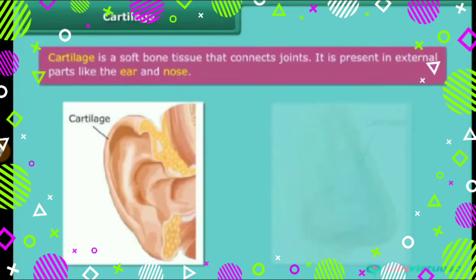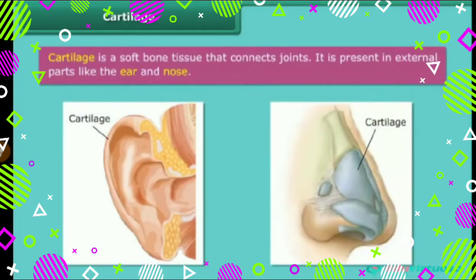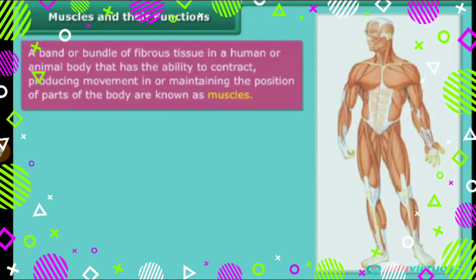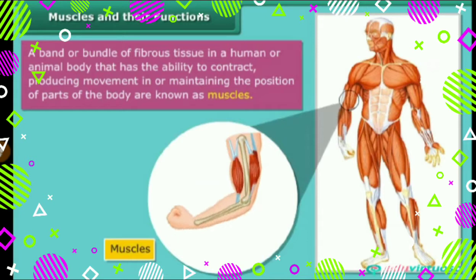Cartilage. Cartilage is a soft bone tissue that connects joints. It is present in external parts like the ear and nose. Muscles and their functions. A band or bundle of fibrous tissue in a human or animal body that has the ability to contract, reducing movement in or maintaining the position of parts of the body, are known as muscles. The movement of body is controlled by alternate contractions and relaxations of two sets of muscles.